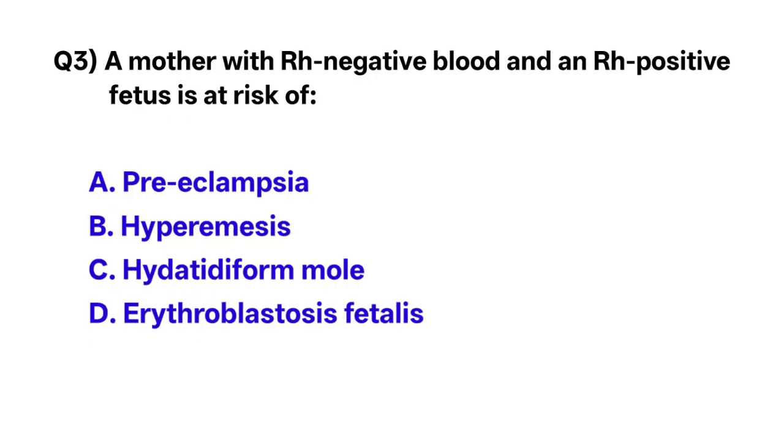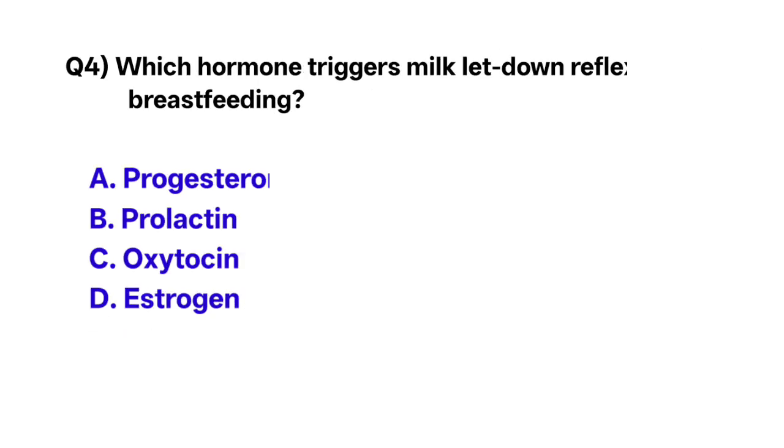Question number 3. A mother with Rh negative blood and an Rh positive fetus is at risk of? The correct option is D. Erythroblastosis fetalis. Question number 4. Which hormone triggers milk letdown reflex during breastfeeding? The correct option is C. Oxytocin.